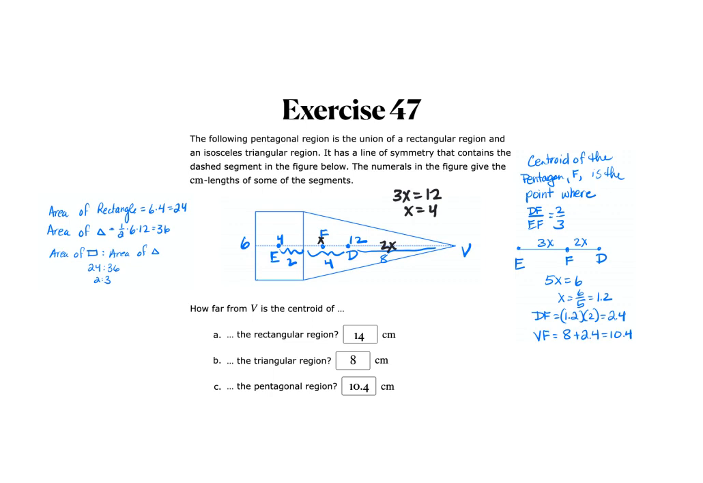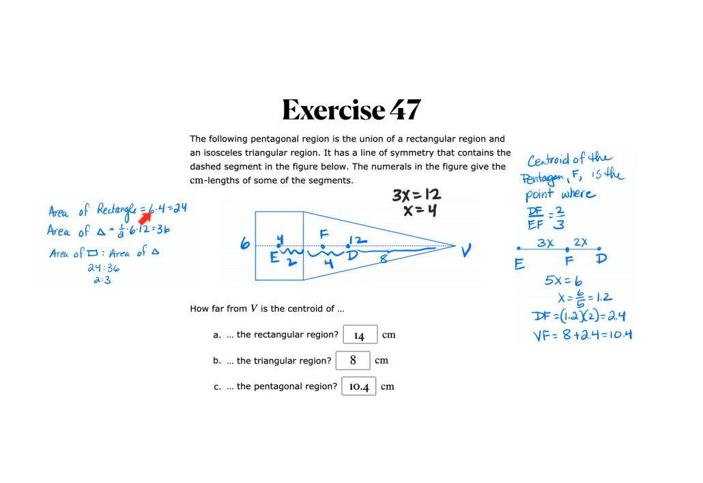Now I know where those are, and I'd like to find the centroid of the pentagonal region. Now let me erase here. So in order to figure that out, what I need to do is know first that the centroid of the pentagonal region is going to be somewhere along the segment that joins this centroid of my rectangle to this centroid of my triangle. Now I have to figure out the area of my triangle and the area of my rectangle.